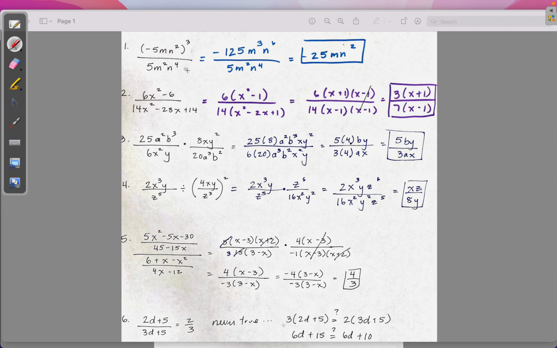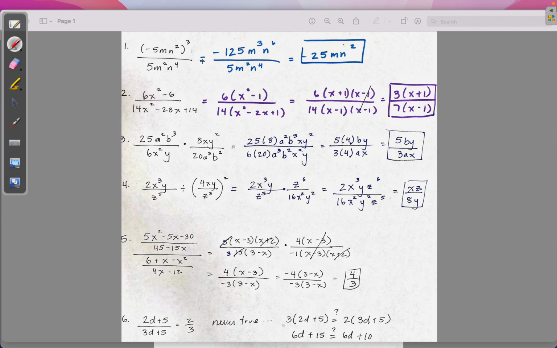For instance, in number 1 here, this is actually as much of an exponent operations problem as it is simplifying a rational expression, although we do have this classic some number being compared to some other number. If you want to be a little more technical, you're comparing a polynomial to another polynomial, and that's what defines a rational expression. As I adjust my marker here, you'll notice that in the numerator, I've taken everything inside these parentheses and raised it to the third power, which is how I ended up with negative 125, m to the third, n to the sixth. Nothing is happening to this denominator.